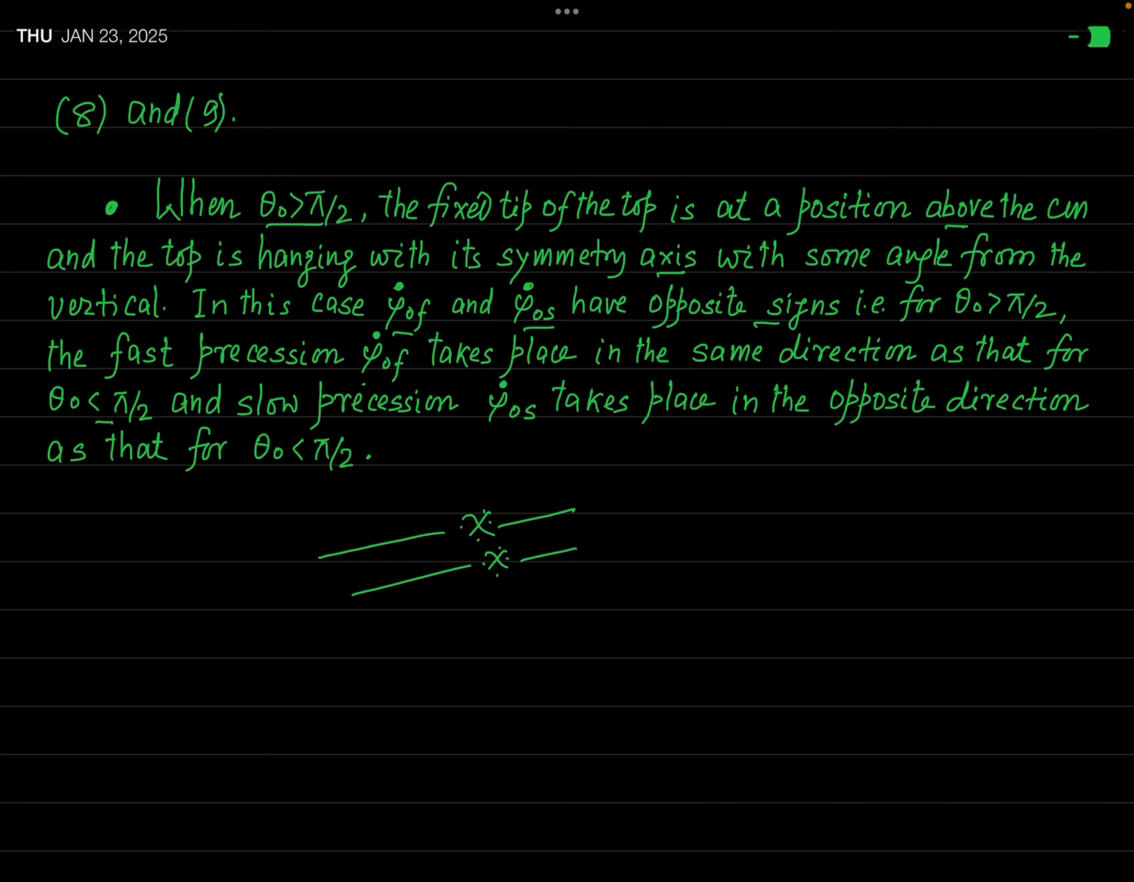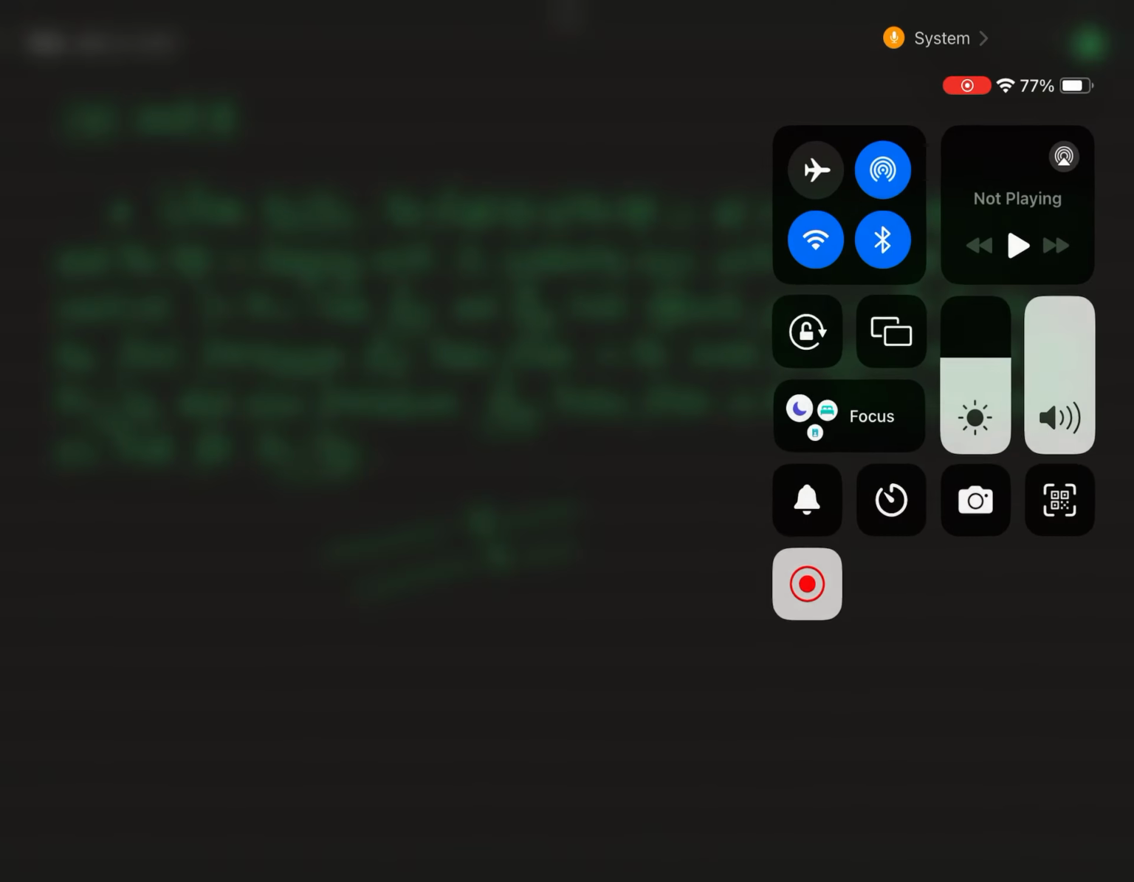That is, for theta naught greater than pi by 2, this fast precession phi naught f dot takes place in the same direction as in the case of theta naught less than pi by 2. But the slow precession, that is phi naught s dot, takes place in the opposite direction to that for theta naught less than pi by 2. So this depends on the value of theta naught. So in this way we have discussed a particular situation of motion of the symmetric top, that is precession without nutation, and I hope you have clearly understood this. Okay, thank you very much.